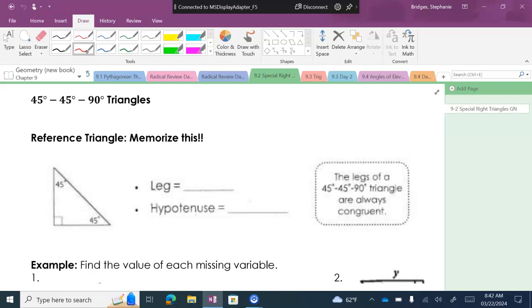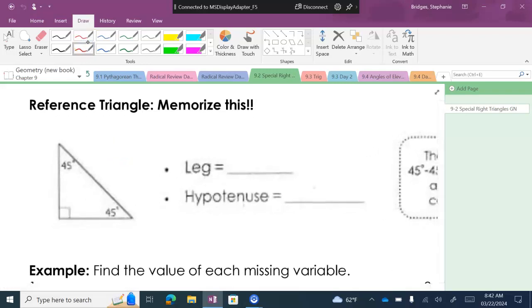Okay. So what I want you to fill in on this picture is the reference triangle for a 45, 45, 90. My two legs are going to have a length of 1. Okay, so on your paper, on your two legs, the one that is vertical and the one that is horizontal, I want you to put 1.